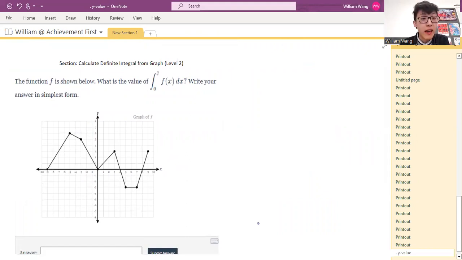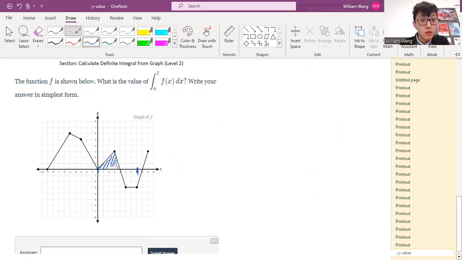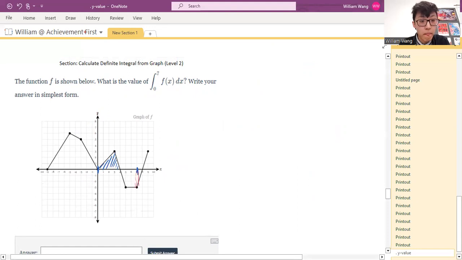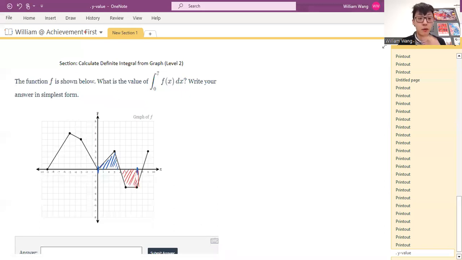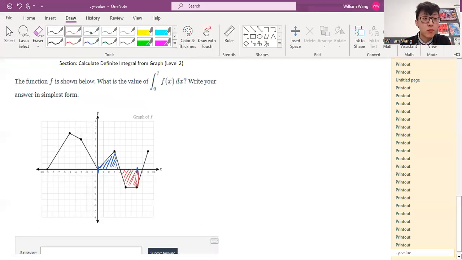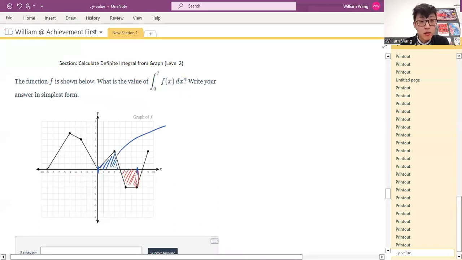Now they asked me to find the integral again. So from 0 to 7, let's see. So I start at 0 and I go to 7. I'm going to shade this area. Remember, it's the area between the curve and the x-axis. So the curve is right there. The x-axis is there. Then I'm going to shade up to 7. Right. And now this area here is negative. So I'm writing it in red. All right. So let's talk about this area for my integral.